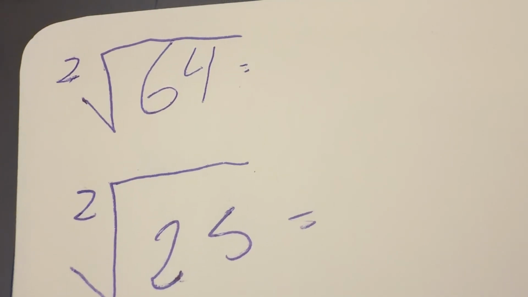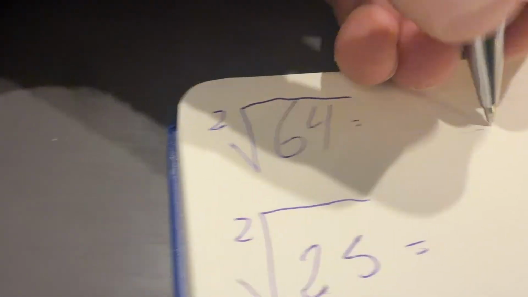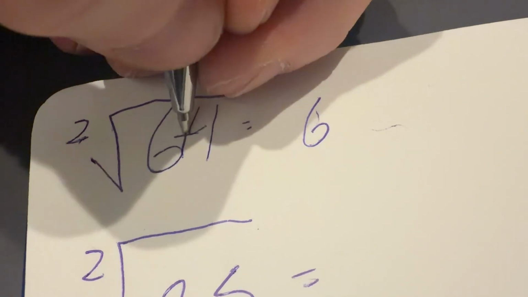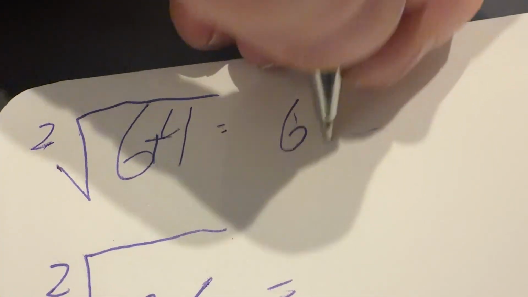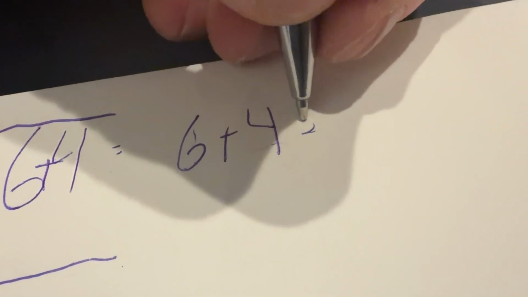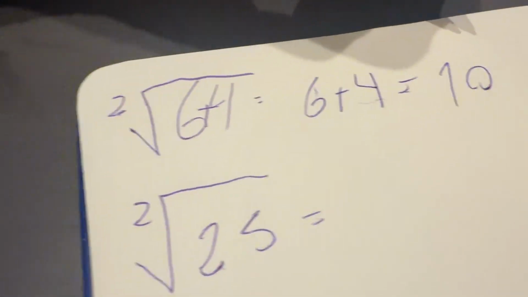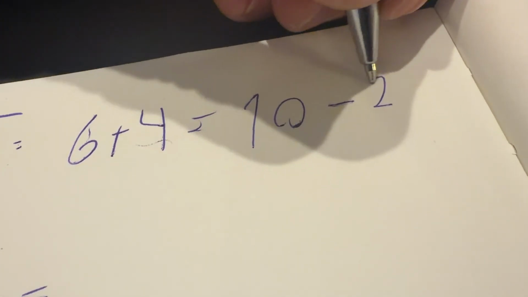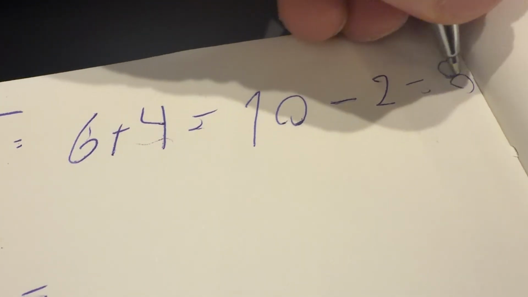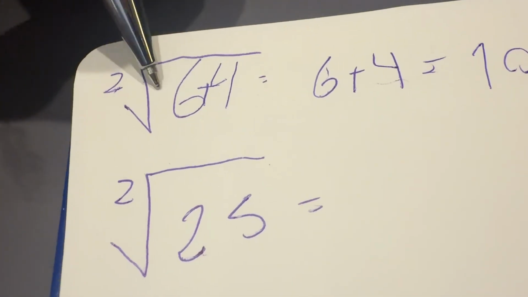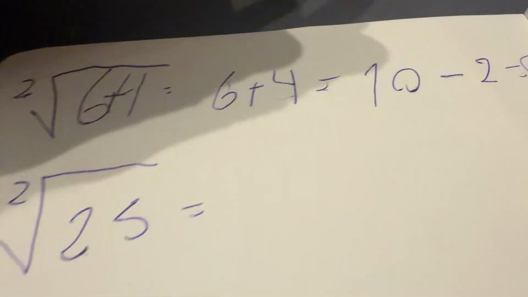64. What are you going to do? You're going to take 6 and do the calculation plus 4, just like this. 6 plus 4 is equal to 10. Now we're going to remove 2. 10 minus 2, the result is 8. So the square root of 64 is 8.